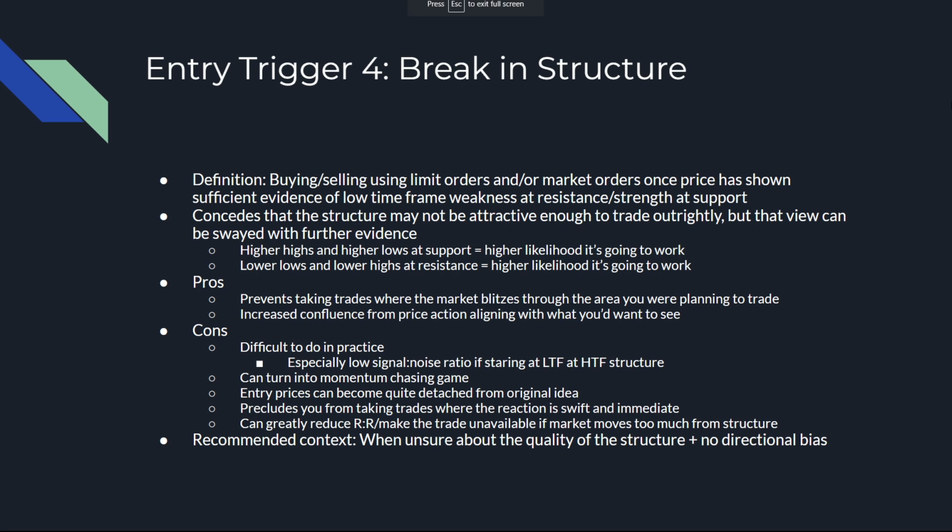The other one I can think of is you basically get increased confluence from price action aligning with what you want to see. And that's sort of the point made by the two bullet points above, that if you're seeing bullishness at what should be support, that shifts the odds in your favor. If you're seeing bearishness at what should be resistance, that also shifts the odds in your favor.